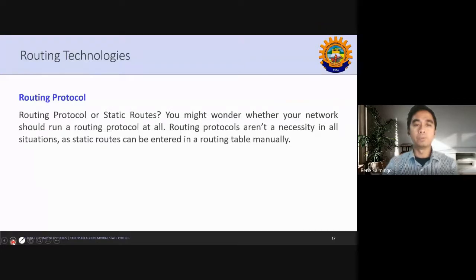So now we move forward to the routing protocol or the static routes. You might wonder whether your network should run a routing protocol at all. Routing protocols aren't necessary in all situations, as static routes can be entered in a routing table manually. So likewise, we are doing the static routing using the method that we have.